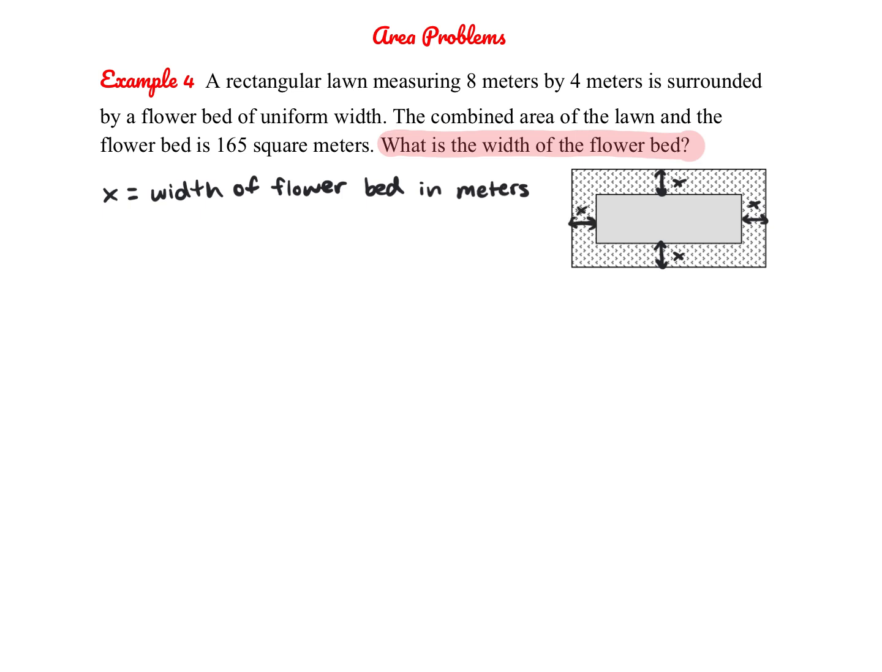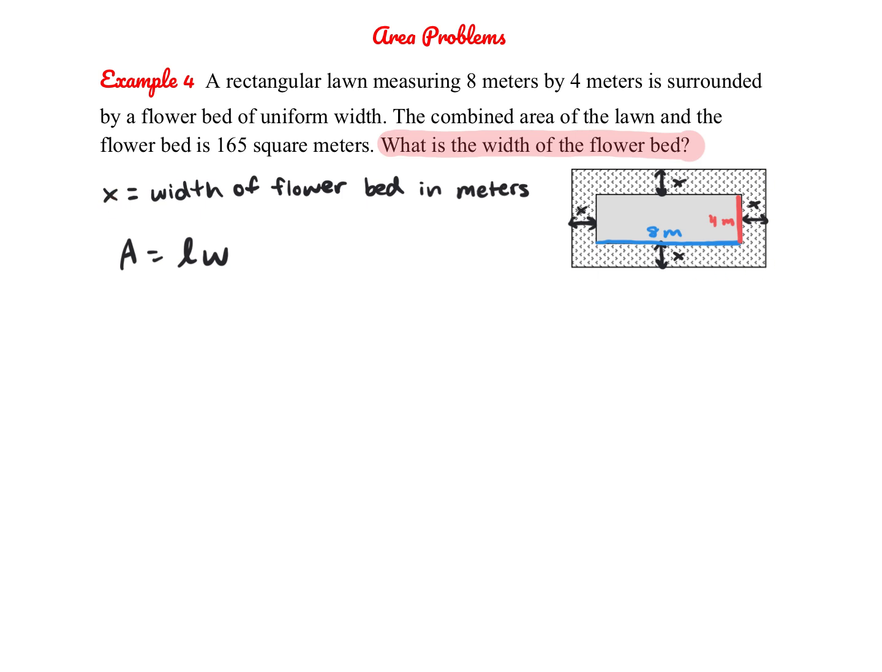Okay, let's see what else we know. It says that the lawn part measures 8 by 4 meters. So this distance from here to here, this is 8 meters. And we know this distance from here to here is 4 meters. And then it says the combined area of the lawn and the flower bed is 165 square meters. So we know that this is a rectangle, and we know that the area of a rectangle can be found by doing the length times the width. So we need to find a way to define the length and the width in terms of our variable.